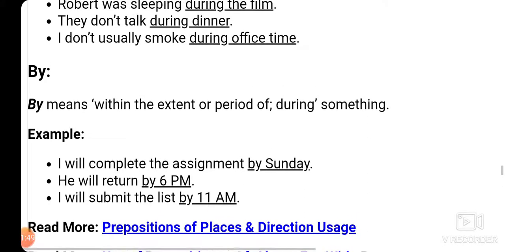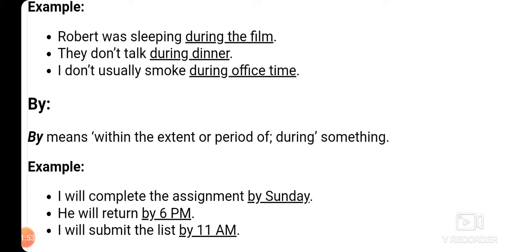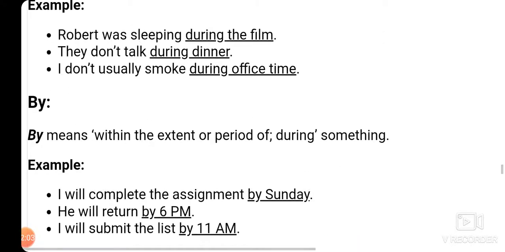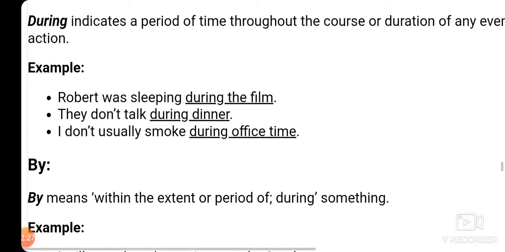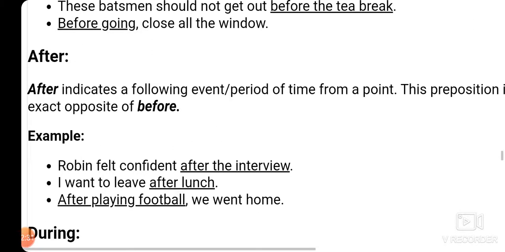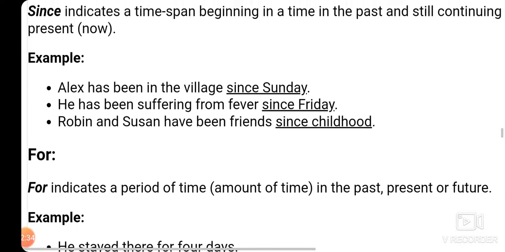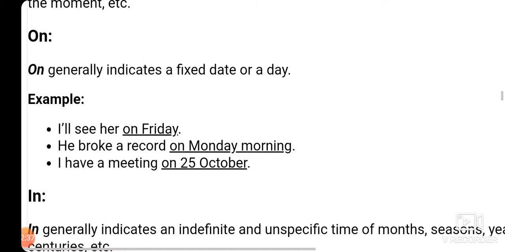He will return by 6 p.m. means he can return by 5, by 4, by 3 p.m. as well, but he will not return later than 6 p.m. He can return exactly at 6 p.m. or before it. I will submit the list by 11 a.m. means you cannot submit the list after 11 a.m. You can submit it before or exactly at 11 a.m. So when we use by, we use it within the extent or period of time that we are given. We can submit it before as well, but at least by the time given, we have to submit it. So in this way, I have completed the prepositions of time.